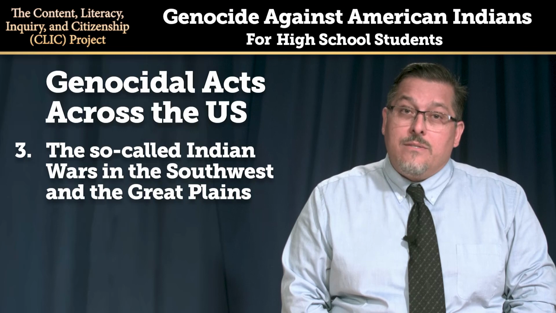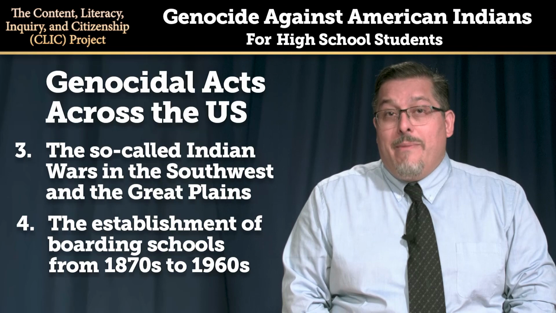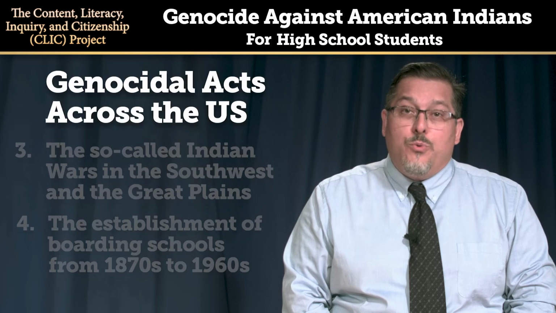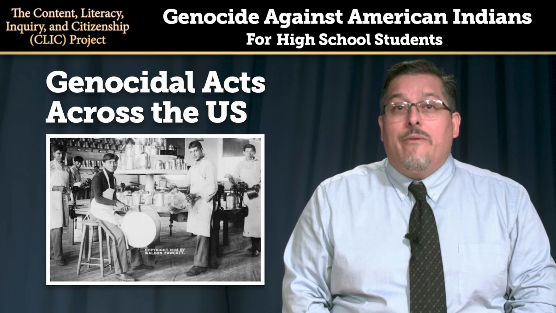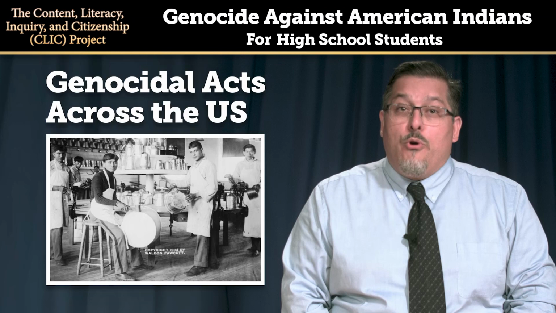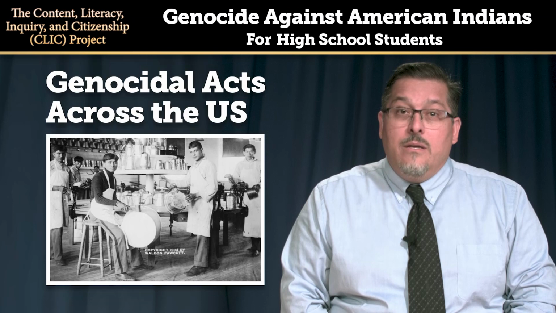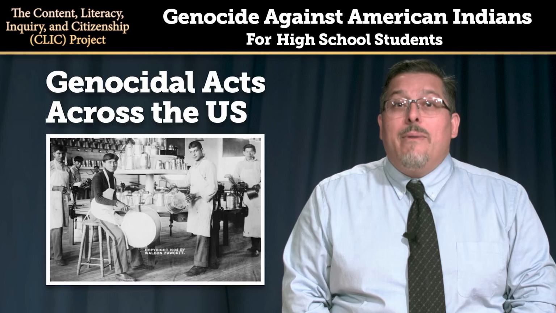4. The establishment of compulsory boarding schools from the 1870s to the 1960s. One example is the Carlisle Boarding School pictured here, which was founded by U.S. Army officer Richard Henry Pratt in 1879. It became a model for others established by the Bureau of Indian Affairs, BIA. American Indian youth were forced to attend these boarding schools. They were not allowed to speak their native language or wear their customary clothing. Boys were forced to have their hair cut. The goal was to destroy the children's connection with the American Indian traditions from the tribes and nations.